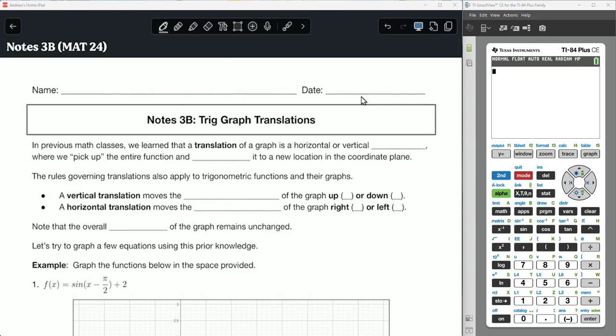Hi everyone. I'm sorry I can't be at work today. I'm still home with the flu, but I don't want us to get too far behind, so we're going to go ahead and start our notes 3B today on trig graph translations.